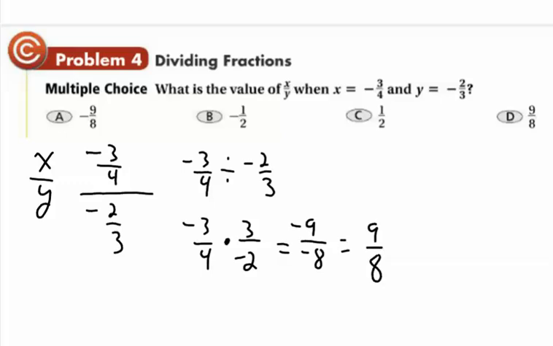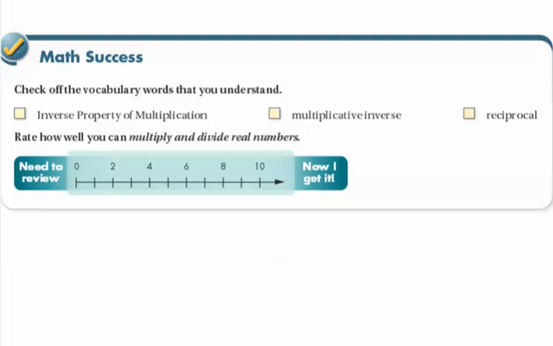Notice that they have both possible, negative 9/8 and 9/8. So the correct answer is not A, but it is D. All right, so be mindful. This one you might want to pause it, rewind it, check it out again, see if you can do the got it. All right. Now that you're back, make sure you know what the inverse property of multiplication is.